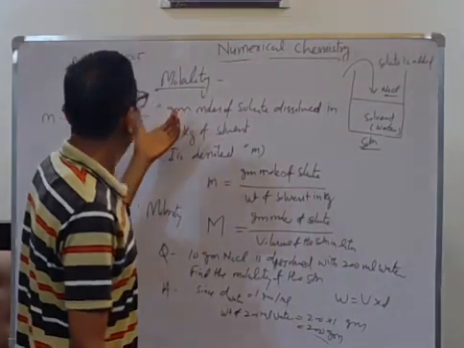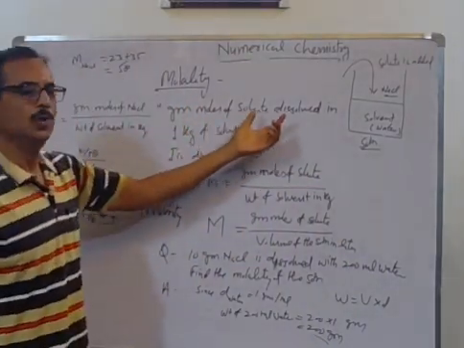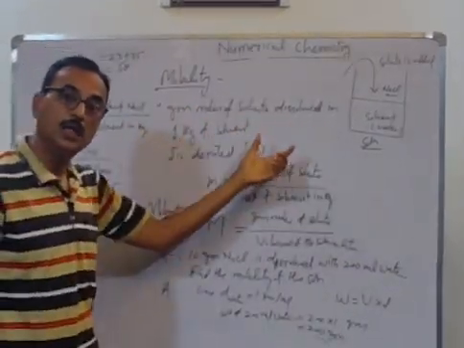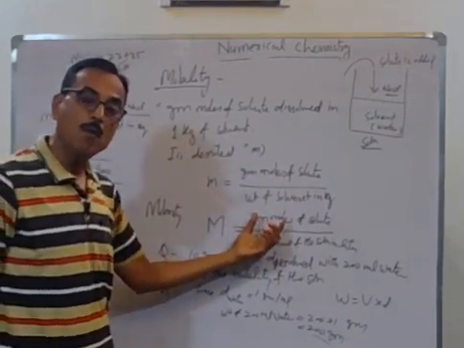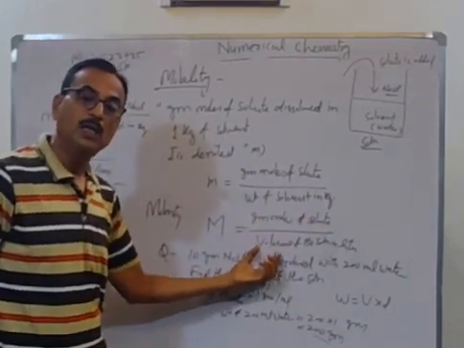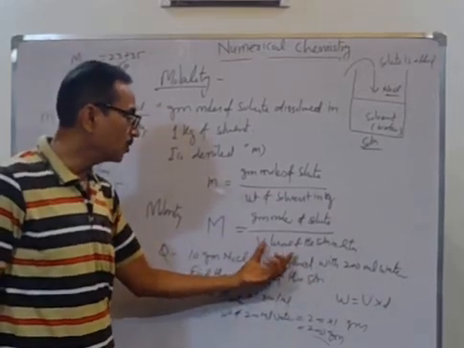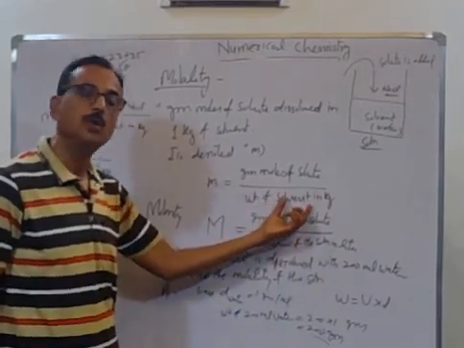Molality is the gram moles of solute present in 1 kg of solvent, but in case of molarity, gram moles of solute per liter of solution. Here per liter of solution, here per kg of solvent.